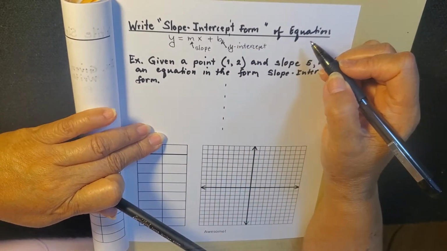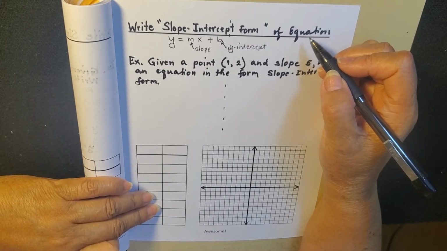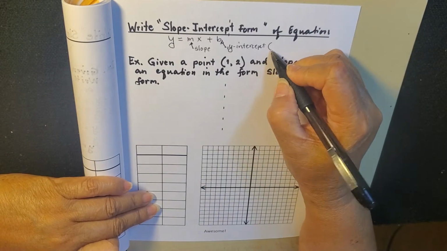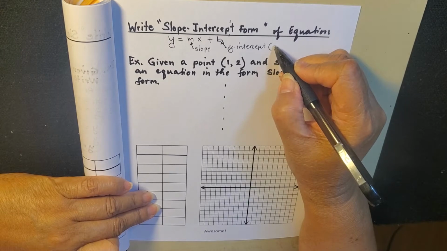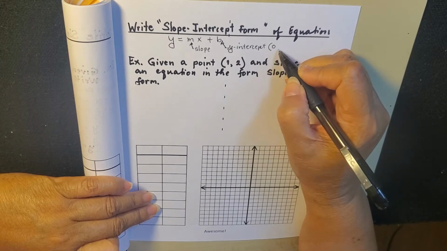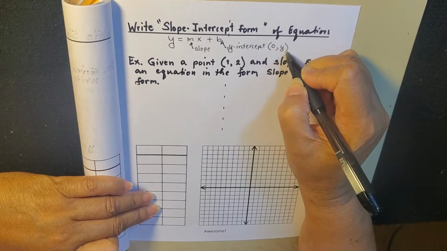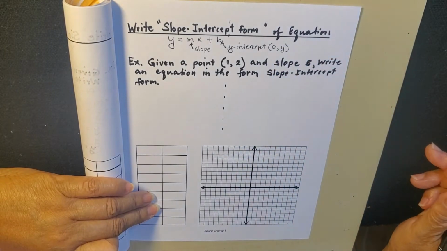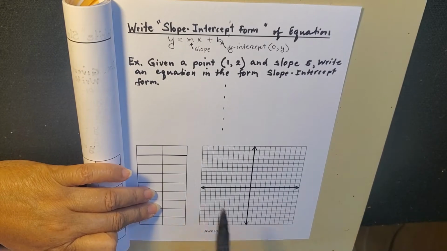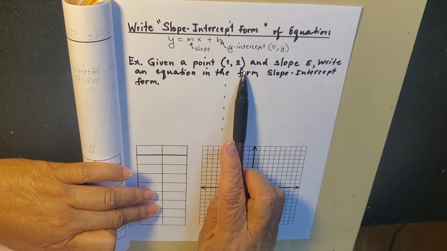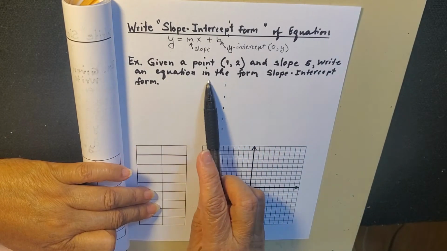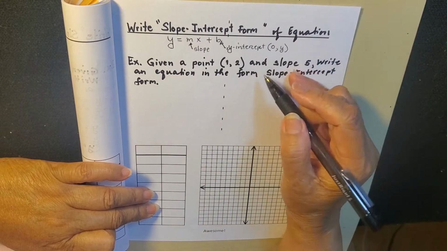The y-intercept is the point where the line crosses the y-axis. So if it is a point, the x coordinate will be 0 and there will be a number on the y, because that is the y-intercept. Okay, let us begin. Example: given a point (1, 2) and a slope of 5, write an equation in slope-intercept form.